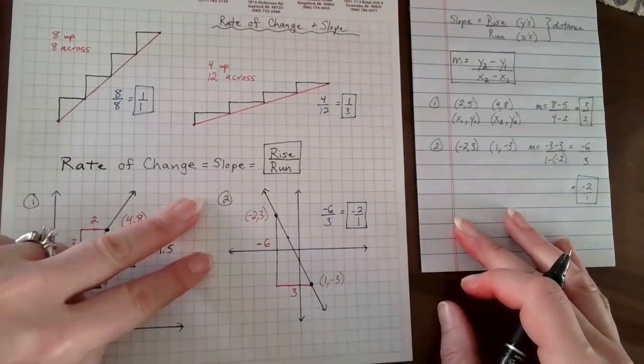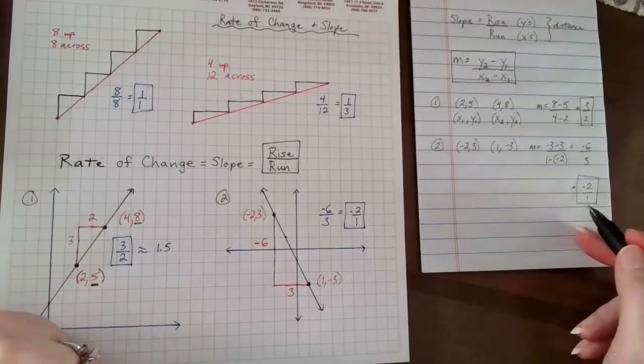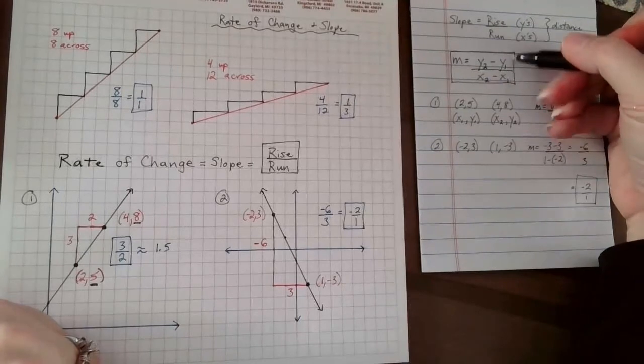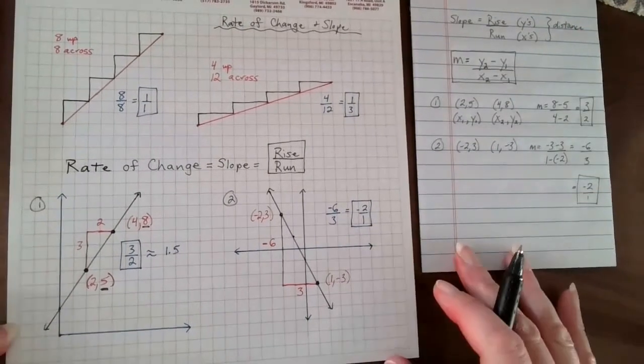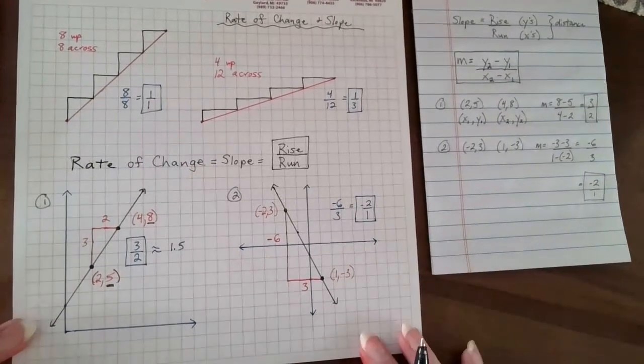The two most common errors: people don't pay attention to the positive, negative, and people mix up the x and the y. The rise is always on top, so the y's are always on top. All right? Practice, pay attention, enjoy.